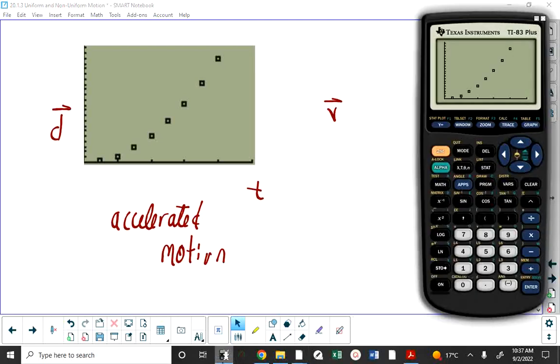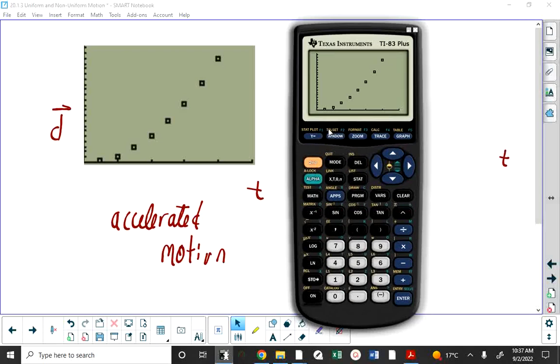I'm going to do a regression to this equation, or to this data. So I go stat calc. It's going to be a quadratic regression. You'll probably notice there's lots of regressions. Linear, quadratic, cubic, quartic. There's sine, log, logistic, all kinds of weird things. So I do that, and I get this equation.